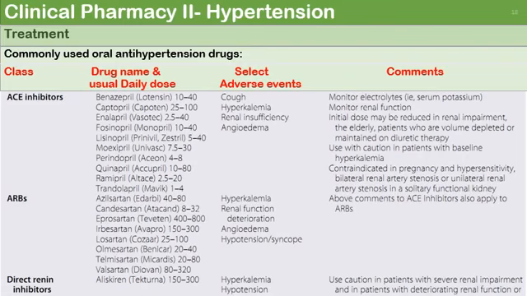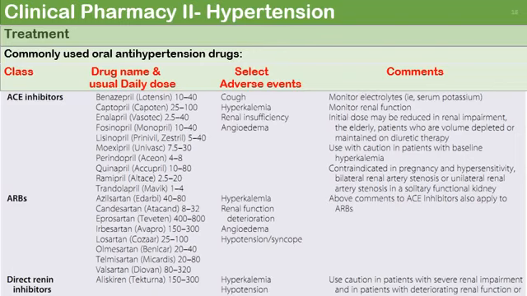These comments apply to all the drugs in the ACE inhibitor class, and the same applies to the angiotensin receptor blockers. They also cause hyperkalemia, renal function deterioration, angioedema, and hypotension. They include azilsartan, candesartan, eprosartan, irbesartan, losartan, olmesartan, telmisartan, valsartan.